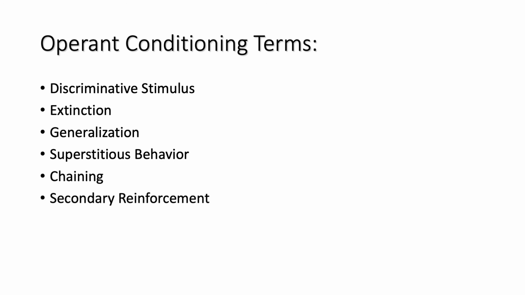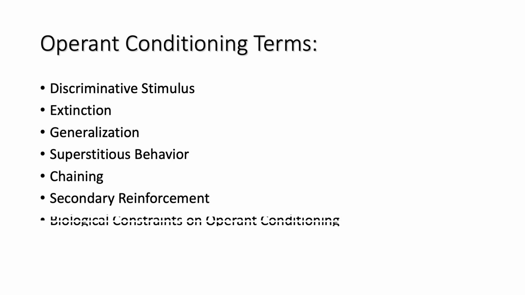Chaining, secondary reinforcement. Biological constraints on operant conditioning. There are some things that we're programmed to learn more easily than others. And if you're trying to shape an animal's behavior when it contradicts something that they would normally do, you've got some instinctive pattern of behavior, it's going to be harder to operantly condition that behavior because there's kind of a genetic program that's getting in the way. So yes, I want you to go through the chapter and become familiar with these different terms that are associated with how operant conditioning works.